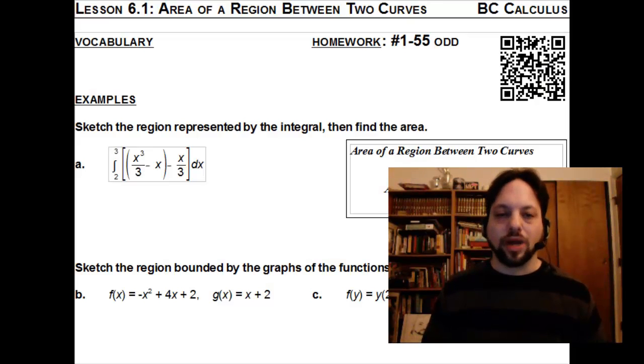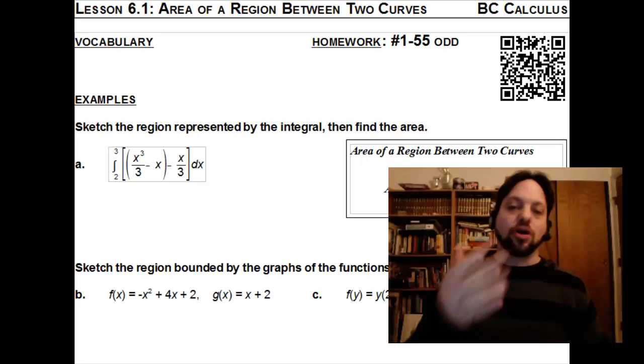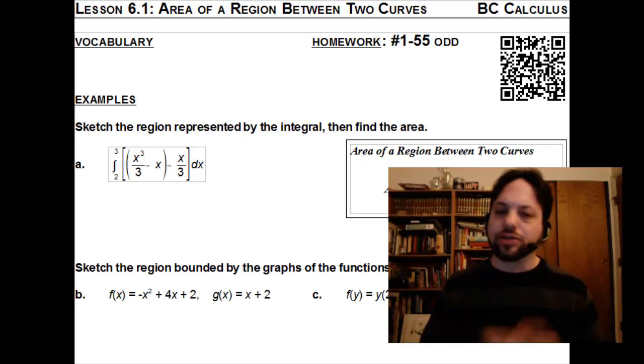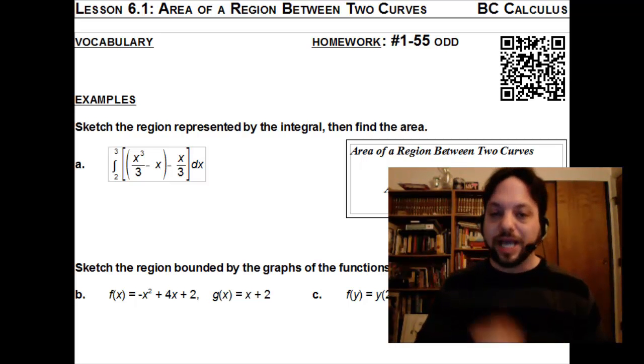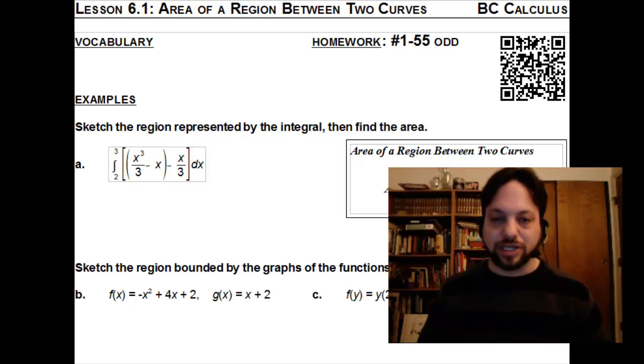In Lesson 6.1, Area of a Region Between Two Curves, we'll further explore the applications of integration after having gone through Chapter 5, where we learned all kinds of difficult integrals and how to evaluate them. Here, we're just dealing with applications in Chapter 6.